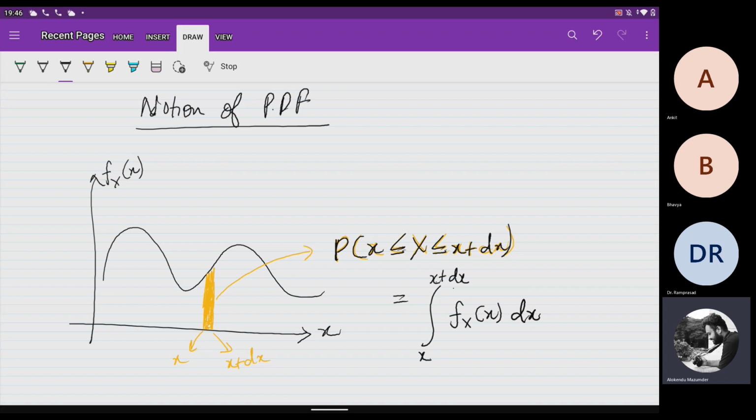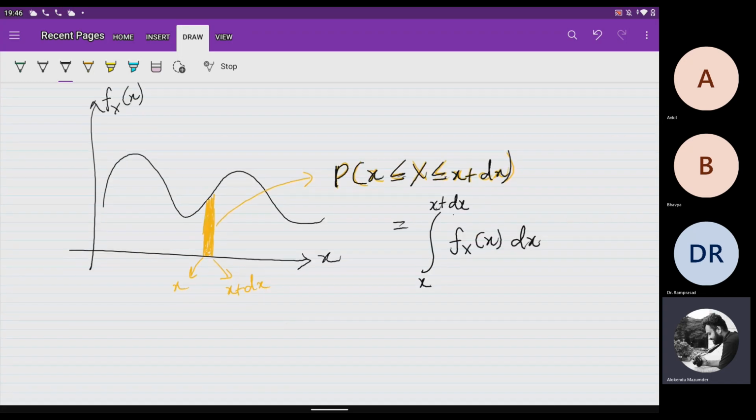Now, can you tell me what this integral will become? For simplicity, let's just write it as delta x. It will be f(x) into dx. Exactly, f(x) into delta x.